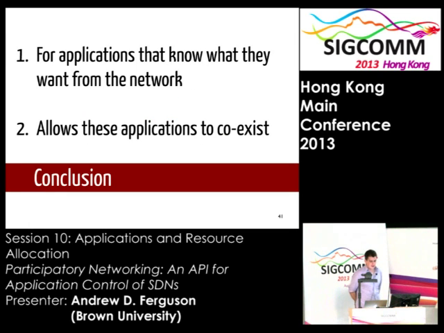So in conclusion, Payne is designed for applications and users that know what they want from the network. It provides a way for these applications to talk back to the control plane and use any mechanisms exposed there. So far, we've explored bandwidth, access control, routing, and rate limiting, and we hope to support new mechanisms in the future. Second, Payne allows all of these application requests to coexist within a single network by deterministically resolving conflicting requests into a single global policy.